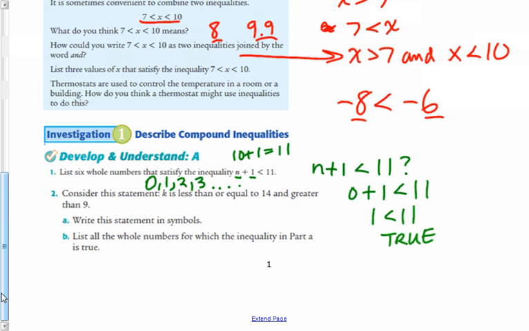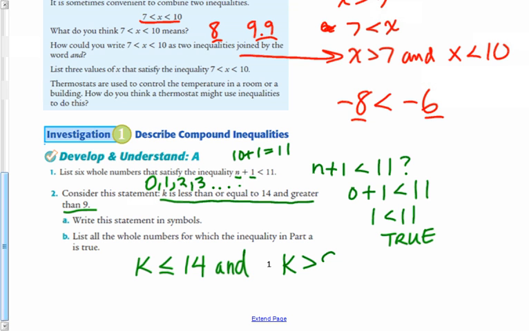Okay? Now, number 2, we're going to try and write this statement. K is less than or equal to 14 and greater than 9. K is less than or equal to 14. Well, the less than sign is this. So K is less than or equal to 14. And, let's just write the word and for now. K is also greater than 9, so we're going to write K is greater than 9.